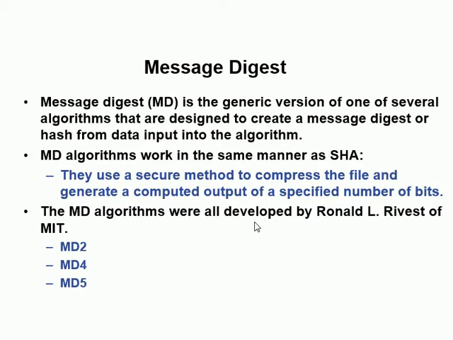So they use a secure method to compress the file, just like we did with SHA. And they're going to use the blocking mechanism and all that stuff that we talked about. So all that stuff basically works the same, but it's a different algorithm. There are 3 that are common, MD2, MD4, and MD5.